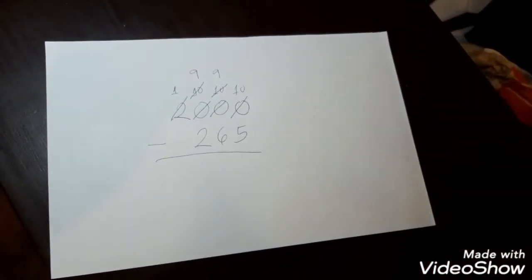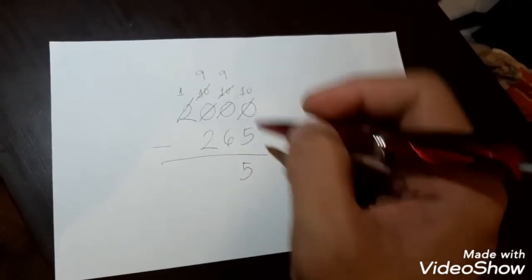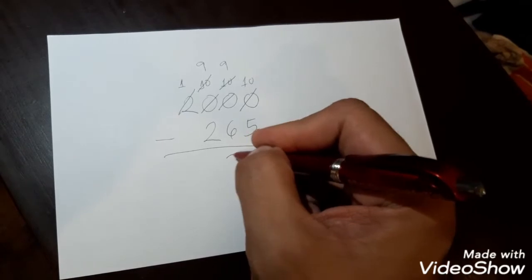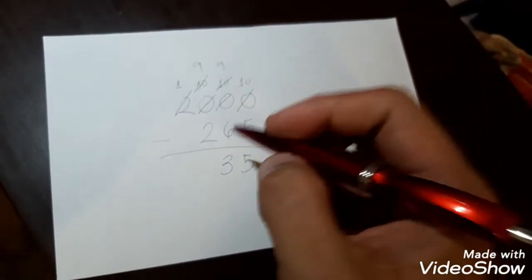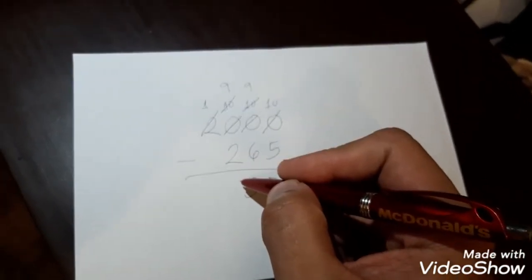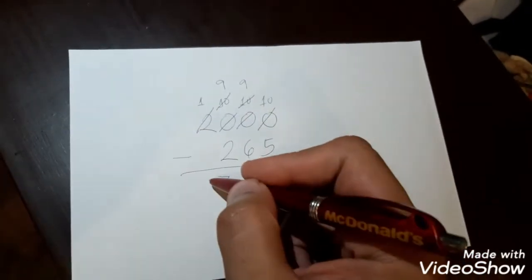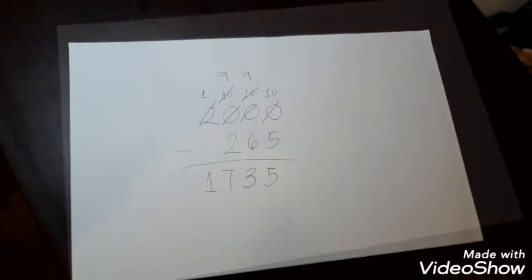And now we could do our subtraction. So 10 take away 5 is 5. 9 tens minus 6 tens is 3 tens. 9 hundreds minus 2 hundreds is 7 hundreds. And of course, we're left with 1,000. Okay, so that's how we're used to doing it.